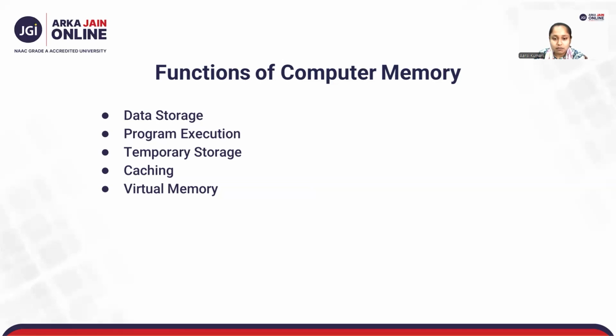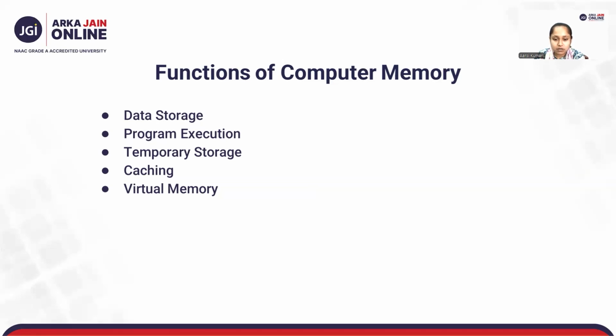Temporary storage. Memory is used for brief storage of records throughout ongoing operations. For example, while you edit a document, the adjustments are quickly saved in RAM until you save the file. This temporary storage is crucial for seamless user interactions.